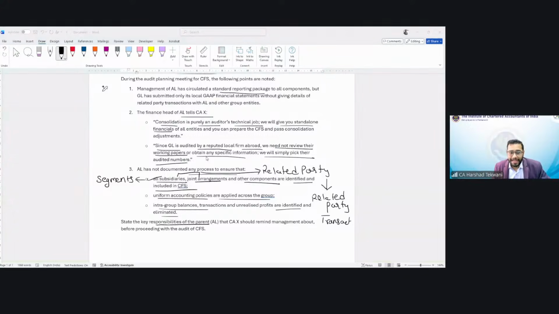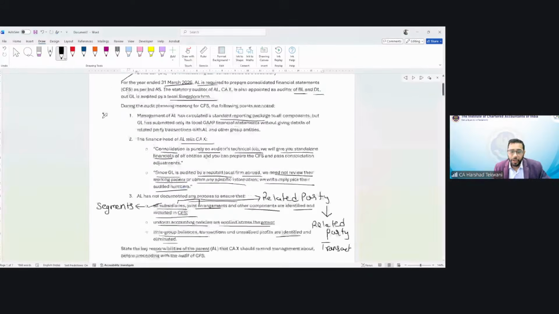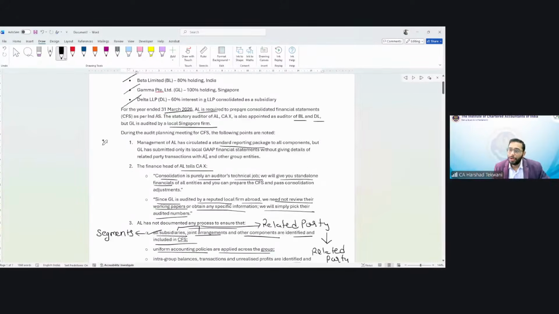Then you need to identify and obtain accurate and complete financial information from components. It's not something where you just rely upon whatever numbers are given. You need to see that it is complete, it is accurate, and it is the numbers and information you were looking for. It's the complete financial information from the components that you need to obtain.